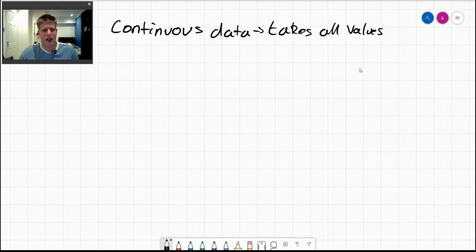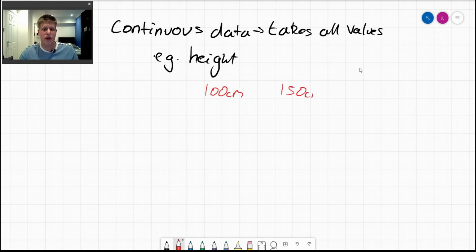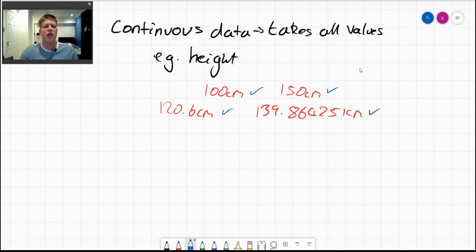So that leaves continuous data. Unlike discrete data, this can take any value whatsoever. So an easy example is height. You could be 100 centimeters tall, you could be 150 centimeters tall, or you could even be 120.6 centimeters tall. That's fine. If you really want to go out there, you could be 139.864251 centimeters tall. That is also allowed. These are all allowed ways of showing your height. So we can see that height is continuous. It can be any value whatsoever.